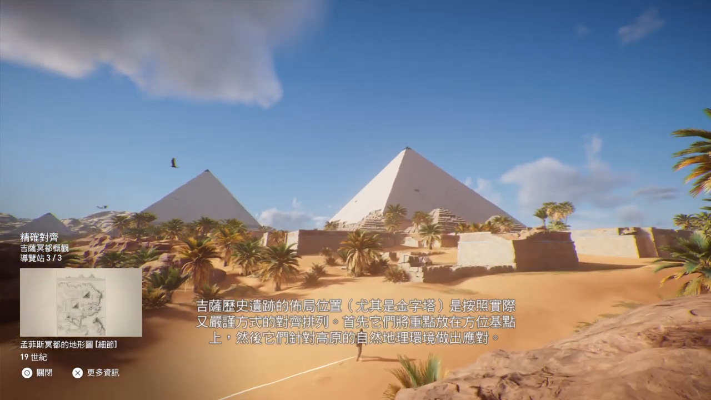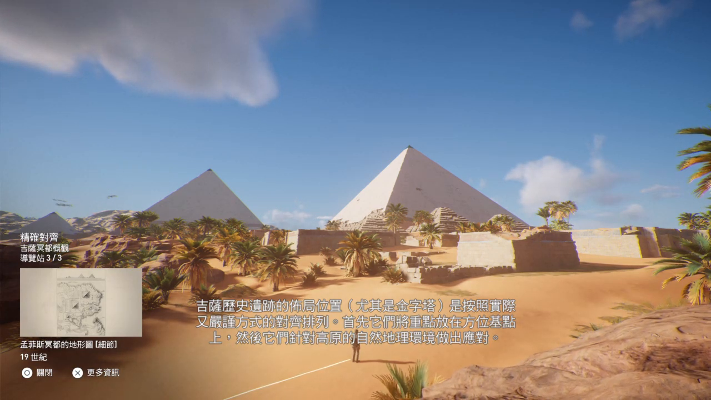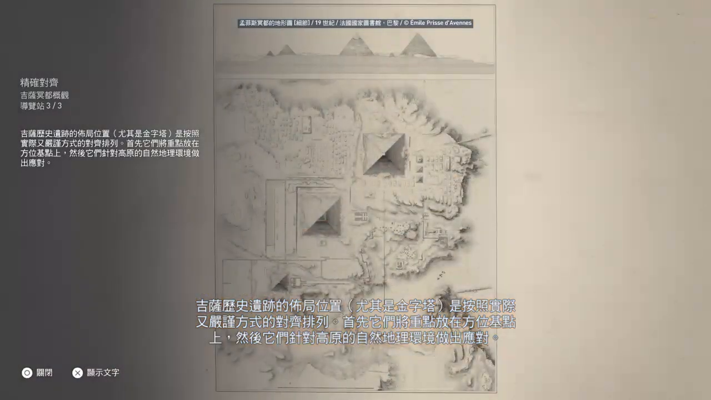The placement of the Giza monuments, and particularly that of the pyramids, followed a practical yet strict alignment. First, they focused and then they accounted for the natural geology of the plateau.